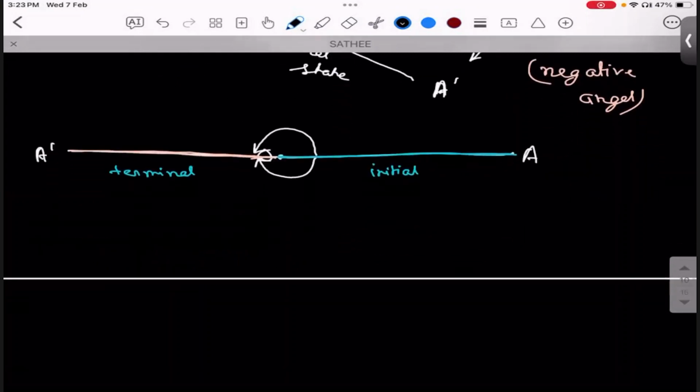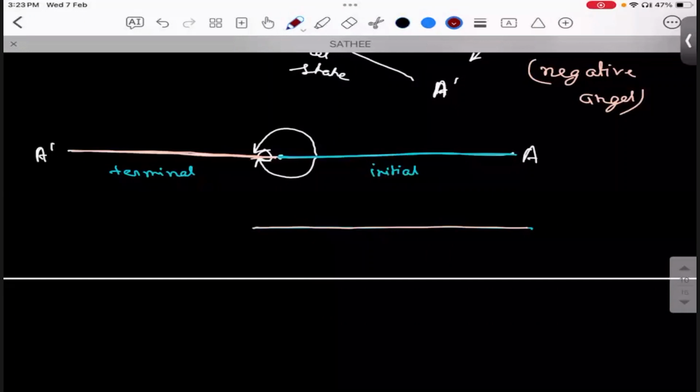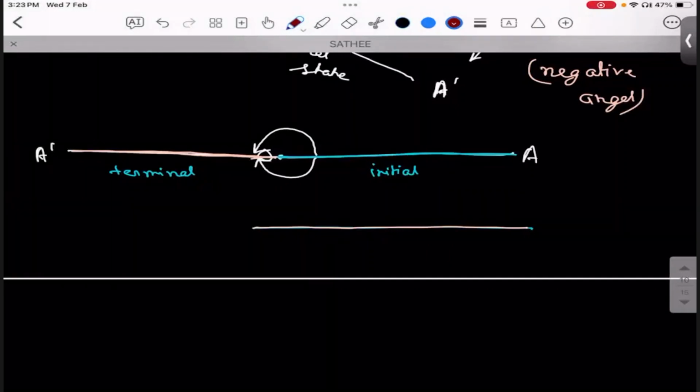Now, what about this case? This is our initial ray, and this is our terminal ray. That is, our initial ray and terminal ray are overlapped. Okay, so this is our starting point O. Blue A is the initial ray, and red A dash is the terminal ray. So in that case, one can think of the displacement as zero, like the angle between these two rays is zero because there is no displacement.